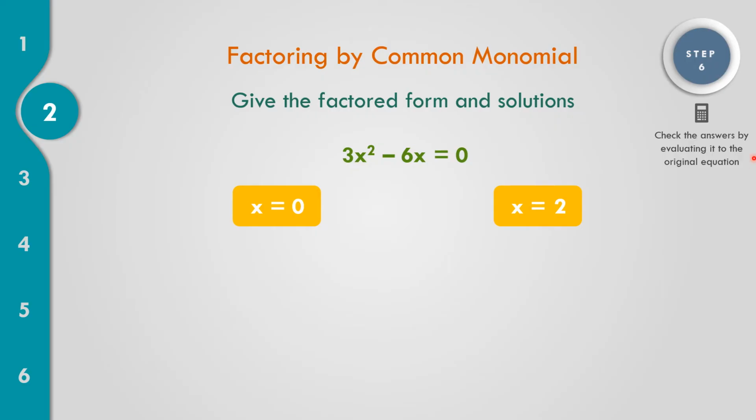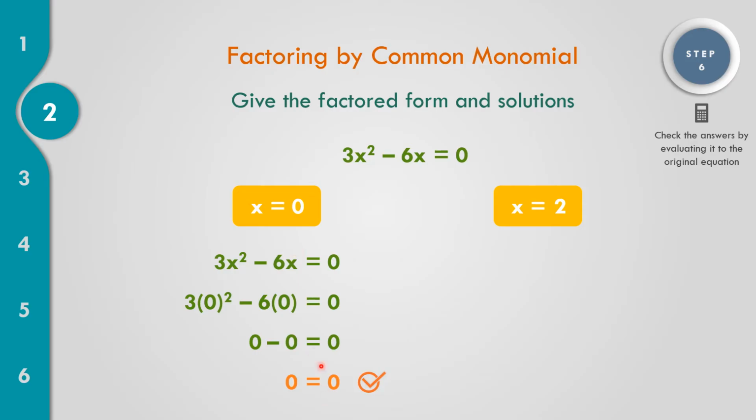So let us check the answers by evaluating it in the original equation 3x squared minus 6x equal 0. Let us replace the value of x by 0. So 3 times 0 squared minus 6 times 0 equal 0. 0 times 0 is 0, times 3, the answer is equal to 0. 6 times 0 is 0, and then copy 0. 0 minus 0, that is 0, equal 0. As you can see, the first value of x is correct. So x is equal to 0.